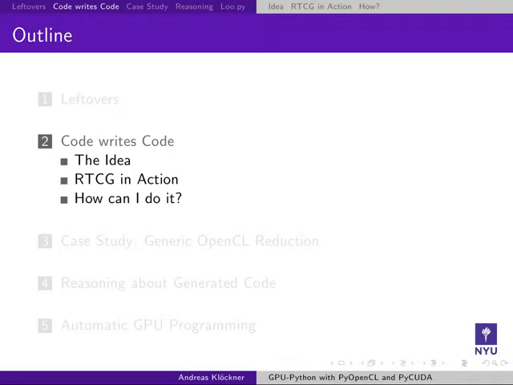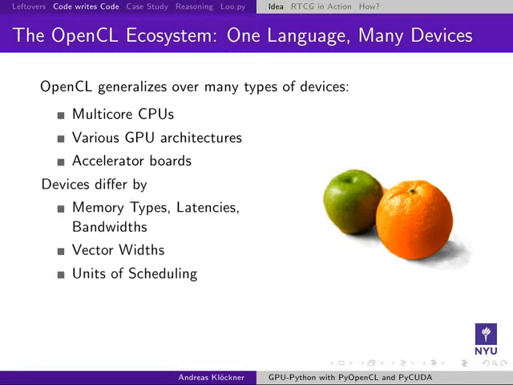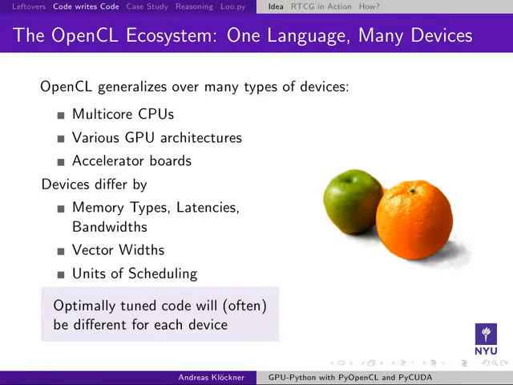Then let's move on to the next big thing of today's lecture, which is code generation. The idea behind code generation comes from having to adapt code to different situations. Turns out that CL can talk to quite the variety of stuff. It can talk to multi-core CPUs, various GPU architectures, and accelerator boards, if you have one of those. All those devices differ by things like memory size and latency, and optimally tuned code won't necessarily look the same on all of them.